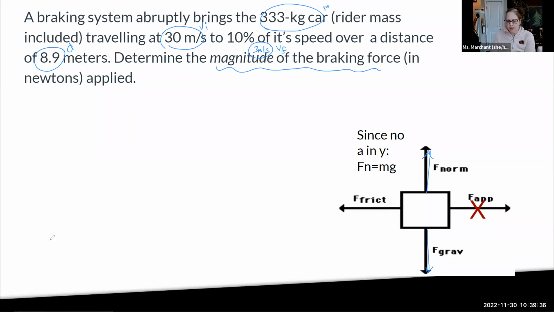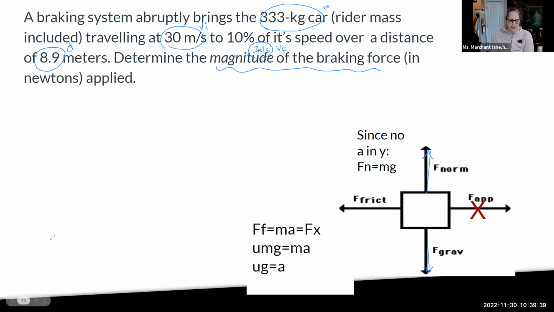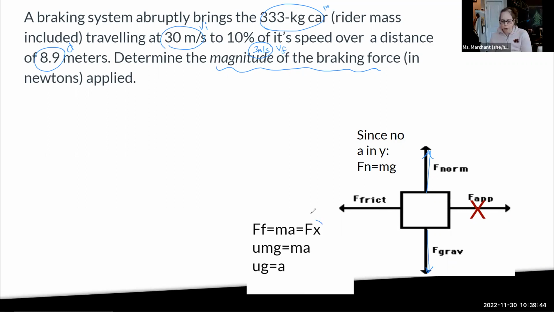So when we sum the forces in the x, we're going to have the force of friction equals mass times acceleration. That force of friction and mass times acceleration are both our net force, or our sum of our forces in the x direction, which is basically what we're looking for, the braking force. Okay. So now when I look at it, do I have a force of friction? No. What's another way to do force of friction? Mu times the force of gravity, or mu mg equals ma. Then I can cancel off my m's. Okay, so my acceleration is mu times g, and then I can figure out my force of friction.